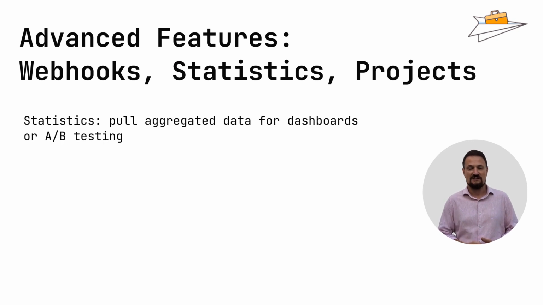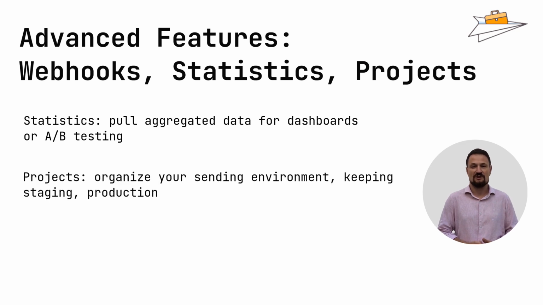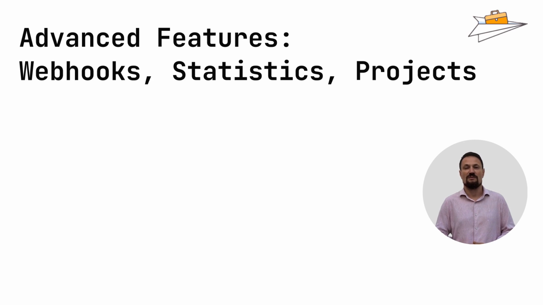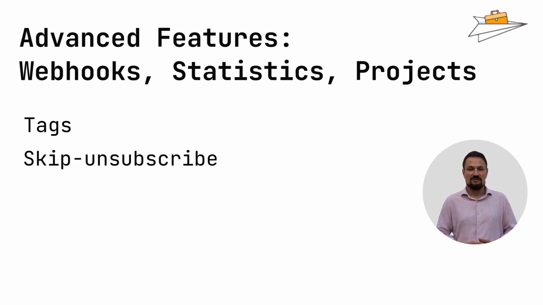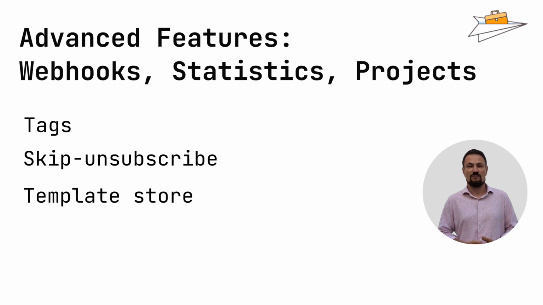Statistics let you pull aggregated data for dashboards or A/B testing. You can request stats for a date range grouped by day and then assess how many emails were sent and opened on each day. Projects help you organize your sending environment, keeping staging, production, and white label clients separate but under one master account. Other useful features include tags. Add tags like receipt to emails so you can slice your stats later. Skip unsubscribe. Mark critical system emails such as password resets to bypass marketing opt-outs by setting a flag. Template store. Upload your HTML once to get a template ID, then send just the dynamic fields for lighter payloads and a single source of truth for your design.